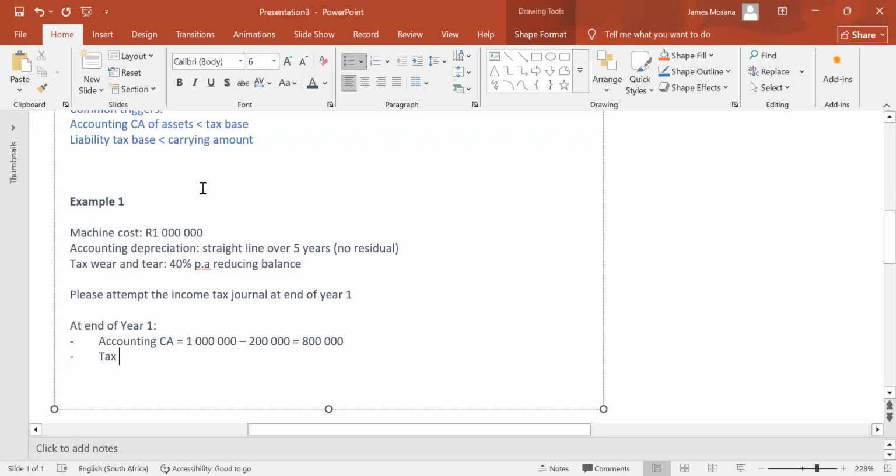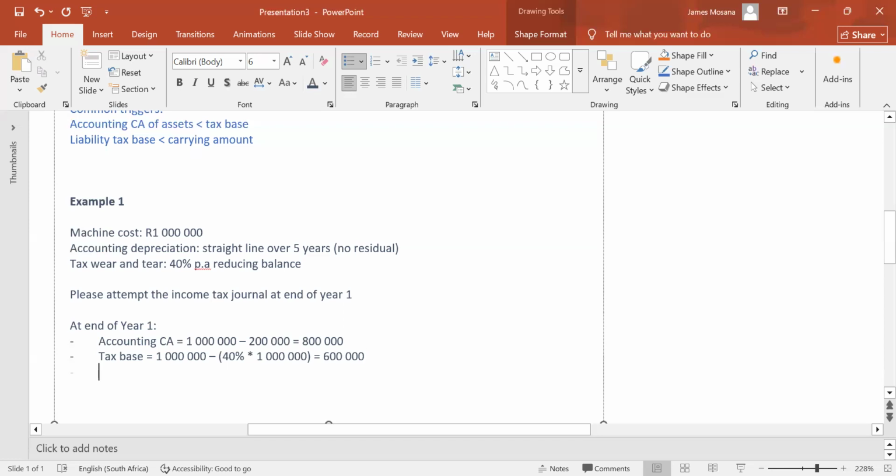Now, for the purposes of tax base, we need to calculate 40% for wear and tear. So we are going to take the million less the wear and tear. This would be 40% multiplied by 1 million, which is 400,000. A million less 400,000 would be 600,000.